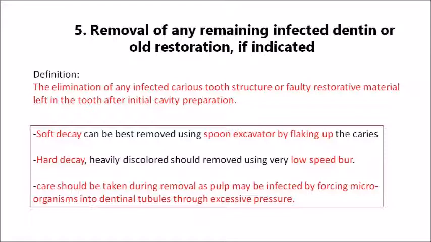Soft decay can be best removed using a spoon excavator by flaking off the caries. Whenever soft decay remains, it can be removed using a spoon excavator. If it is hard decay which is heavily discolored, it should be removed using a very low speed bur. These points are very important, please note.